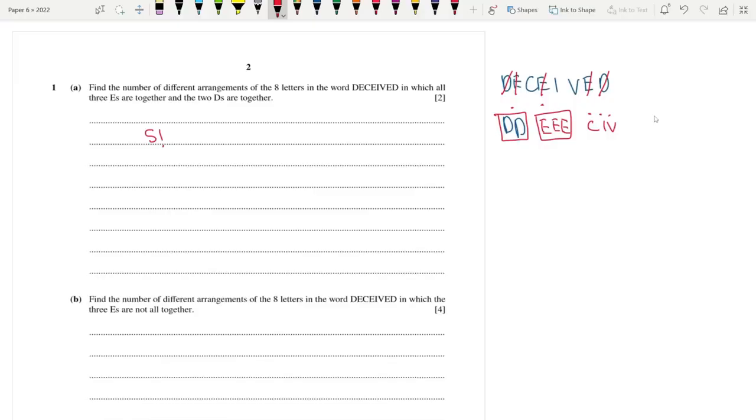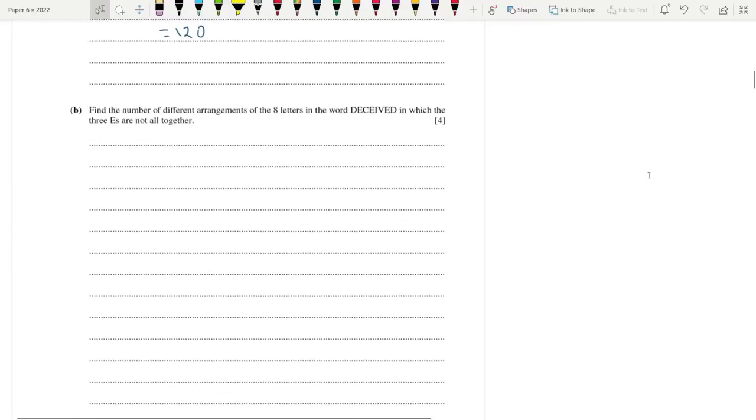Now, the D's are interchangeable, right? So we have a 2 factorial for that. But since they're identical, you can divide by 2 factorial. And you can repeat the same thing for E. So that's into 3 factorial divided by 3 factorial, because I'm multiplying by 3 factorial because they're interchangeable, but I'm dividing by 3 factorial because they're identical. So this part was optional. You don't need to write this. So we get a final answer of 120.